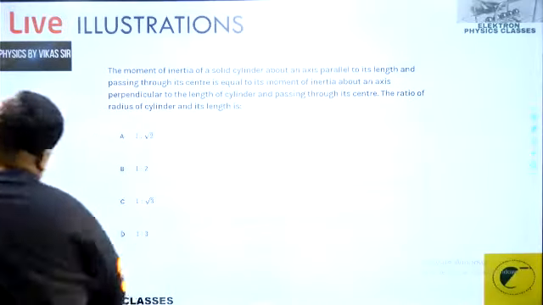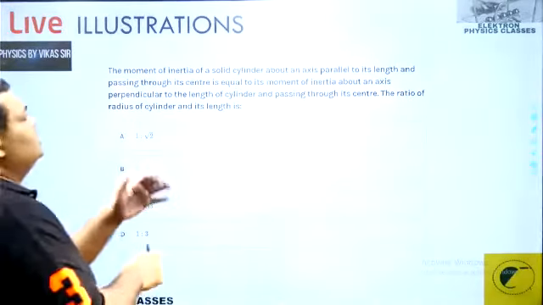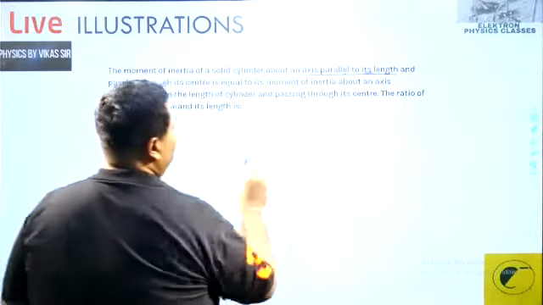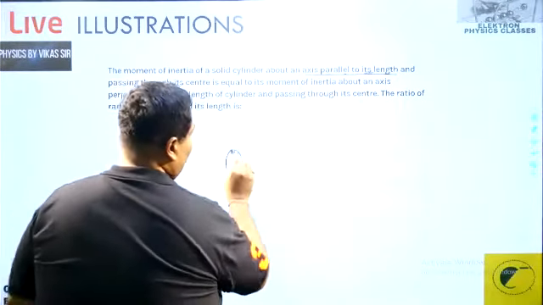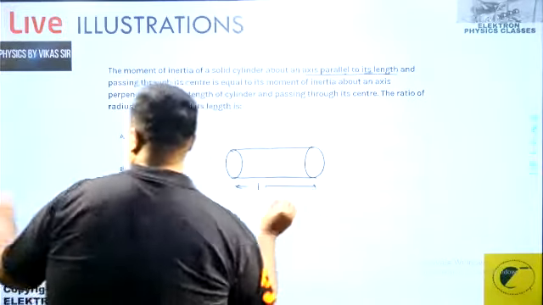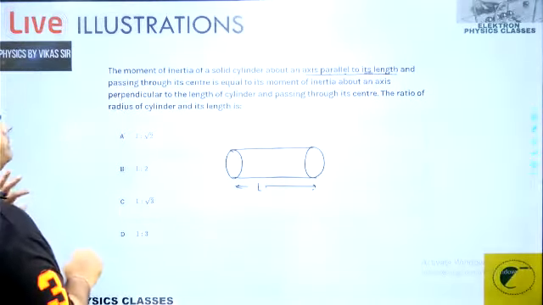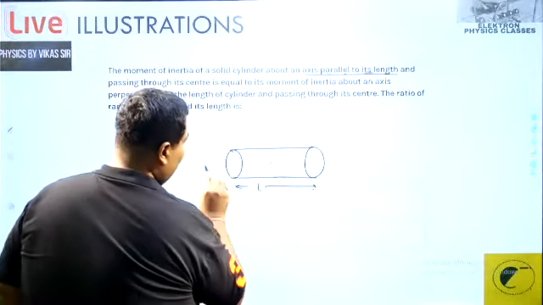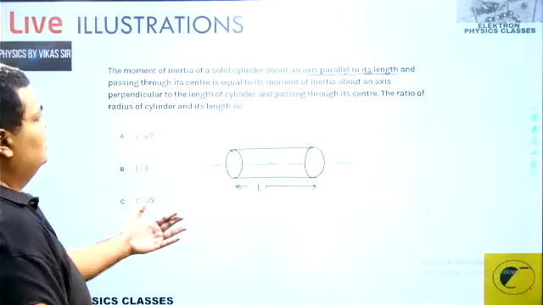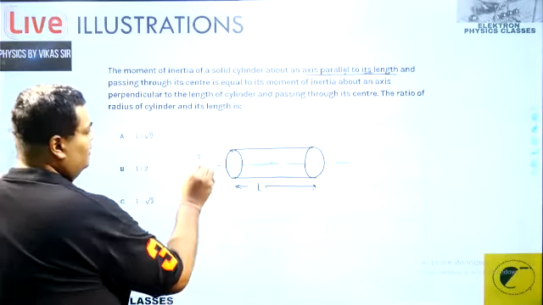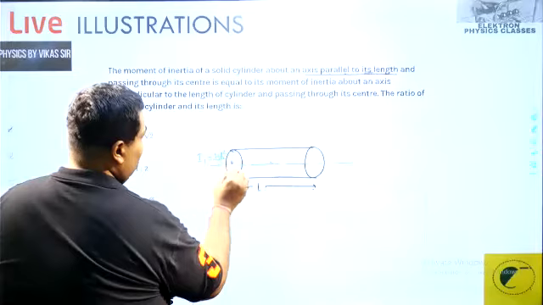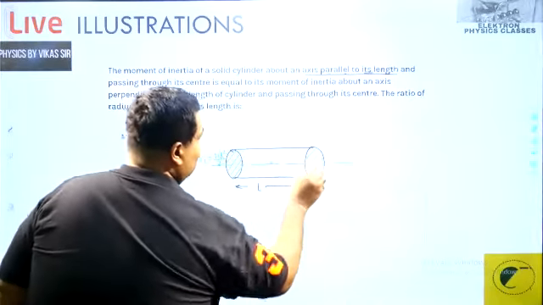Okay. See, the moment of inertia of the solid cylinder about an axis parallel to the length. So that means this is the length of it, and we have an axis which is parallel to the length and passing through the center. So that's the center. That becomes a centroidal axis. About a centroidal axis, the moment of inertia, let's say I1, we know that's equal to mr square upon 2. It's a solid cylinder. That's the moment of inertia.